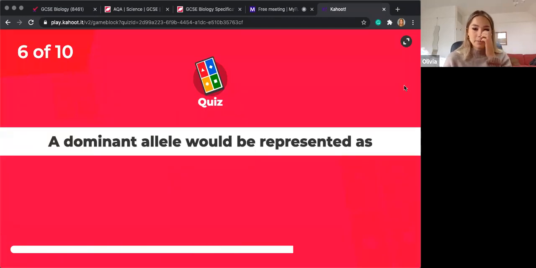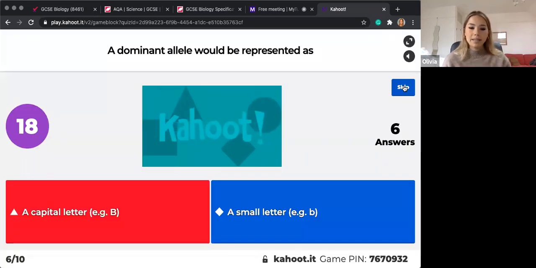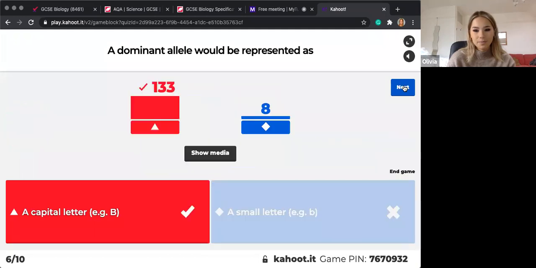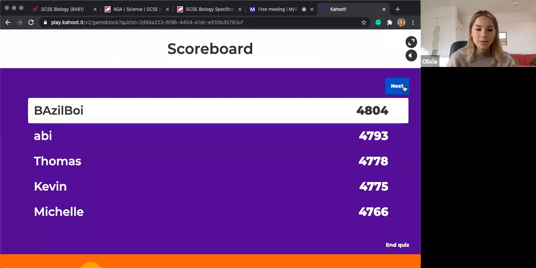A dominant allele would be represented as what? Would it be a capital letter or, no, I wrote small letter, I should have said lowercase letter. Good, so it'd be represented as a capital letter. Well done, most of you got that.